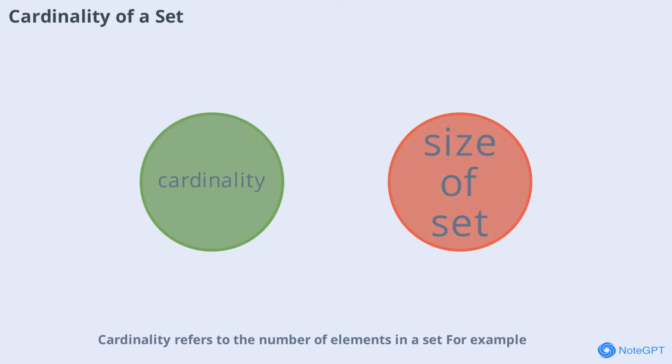Cardinality refers to the number of elements in a set. For example, the set D = {2, 4, 6} has a cardinality of 3 because it contains 3 elements.